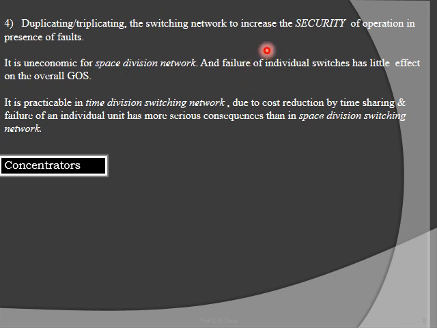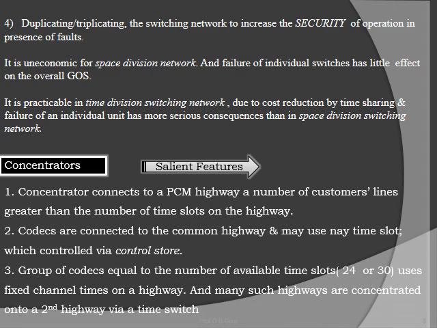It has less impact, so that is why it is not much economically important. Let us see some important features of concentrators. A concentrator connects the PCM highway with a high number of customer lines, greater than the number of time slots. This means inputs are more in number compared to outputs. It is concentrating large traffic towards a smaller number of time slots. Codecs are connected to the common highways and may use a time slot with a controlled connection store. The group of codecs equal to the number of available time slots, 24 or 30, uses a fixed number of channel time slots on the highway.